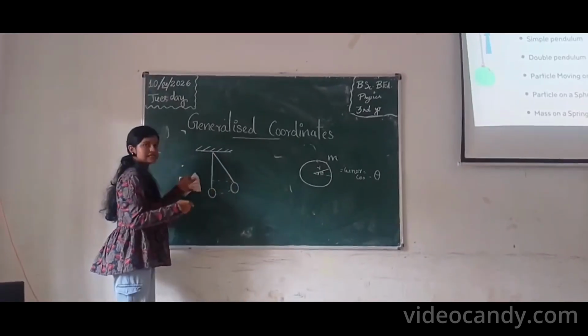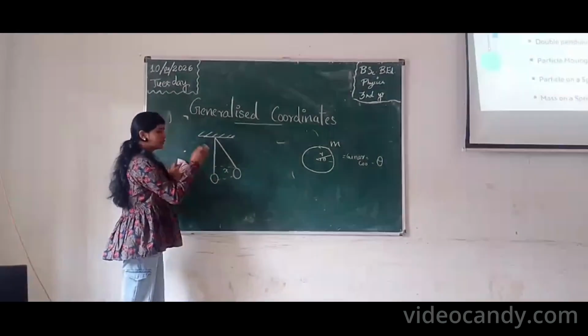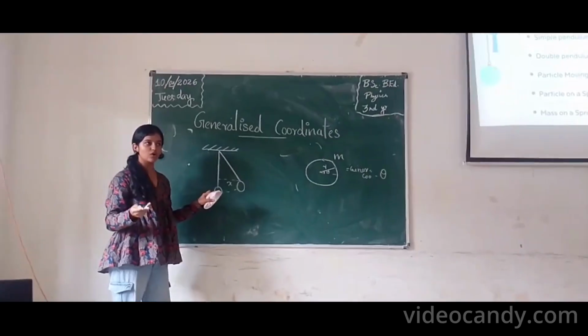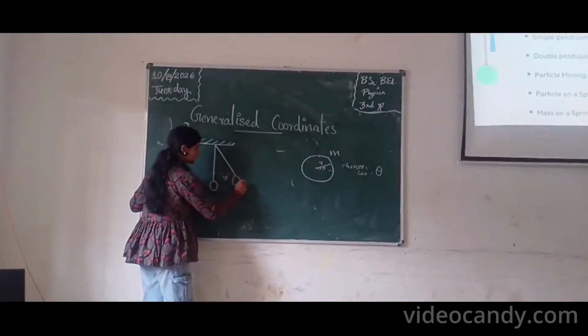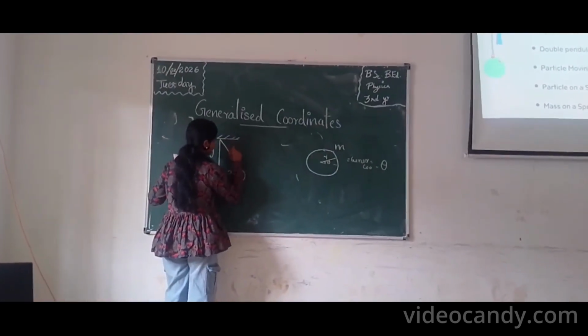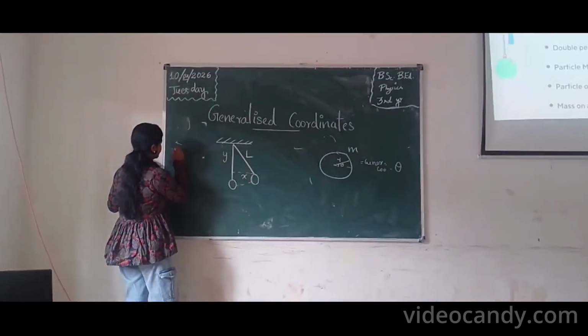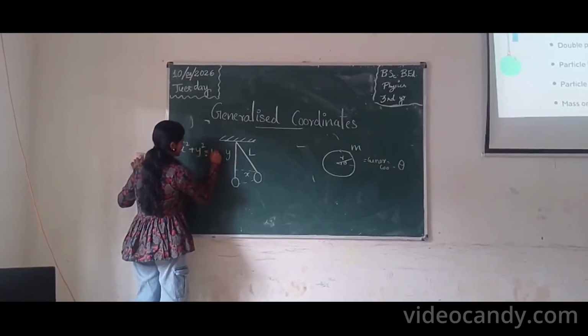So in the part of the simple pendulum, it is also in the plane coordinate, right? So it has two coordinates, x and y. Here this is the x coordinate and here it is the y coordinate. And suppose L is the length of the pendulum.